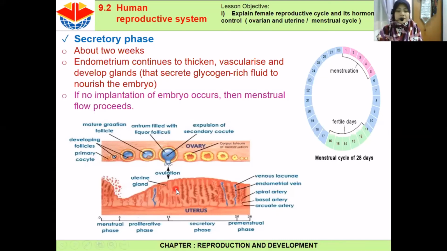So if there is no implantation of embryo at the uterine lining or endometrium wall at the end of secretory phase, a new menstrual flow phase begins. Jika tidak ada implantation by embryo, a new menstrual flow phase begins that marks day 1 for the next cycle. So that's about secretory phase.